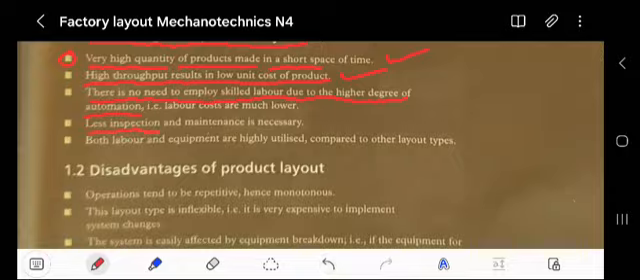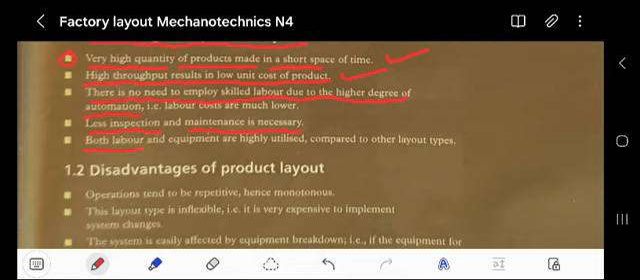Less inspection and maintenance is necessary. Less inspection, but maintenance is necessary for those machines. You maintain a conveyor belt, you maintain even your car. When you talk about maintenance, it is when you take your car to a service. They service it. That is maintenance, right? Remember, because you're dealing with machines, you're supposed to find people who maintain your machines.